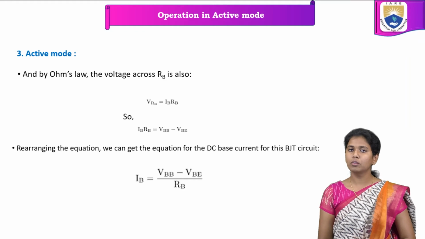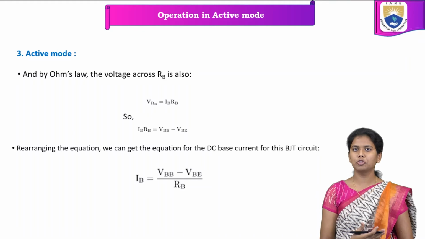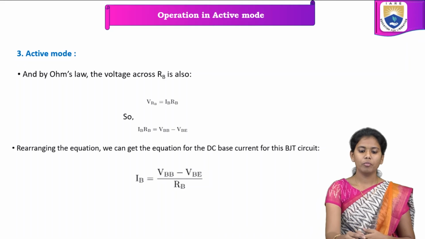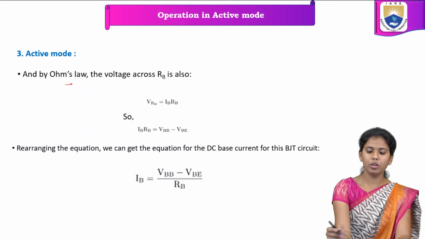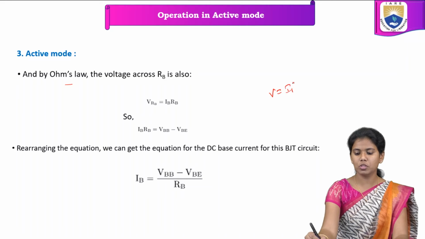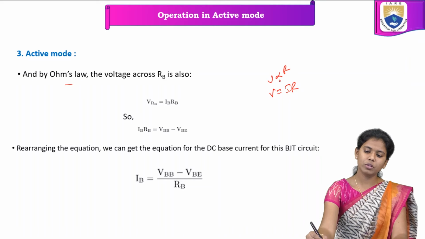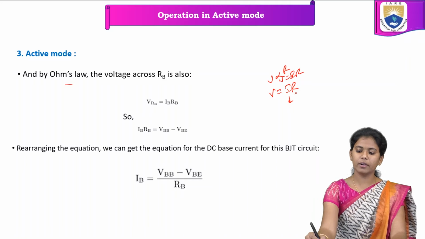And not only using Kirchhoff's voltage law, but also by using Ohm's law. We know that Ohm's law is V equals IR, V proportional to R, right? So V equals IR, where I is the current, R is the resistor, and V is the voltage.